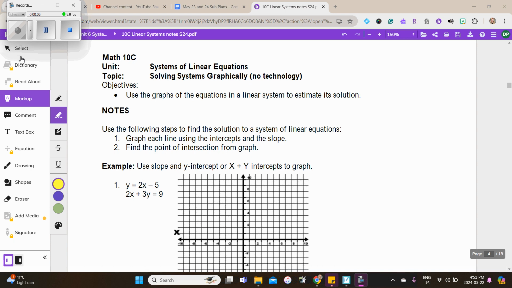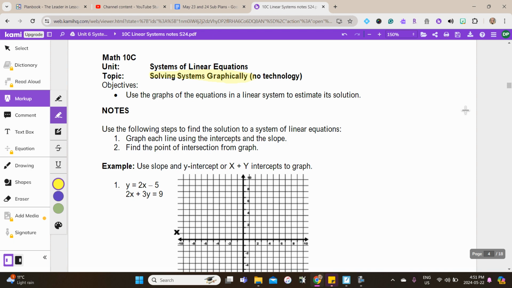For lesson 2, we will be practicing solving systems of equations graphically. So this means finding that solution with a graph, no technology. And don't worry, we'll do some with technology later too. So the objective is to use the graphs of equations in a linear system to estimate its solution.